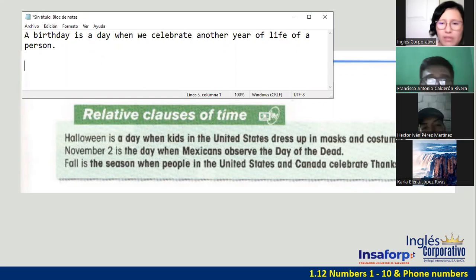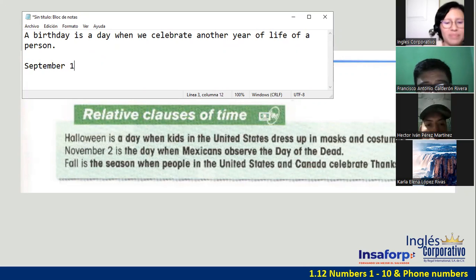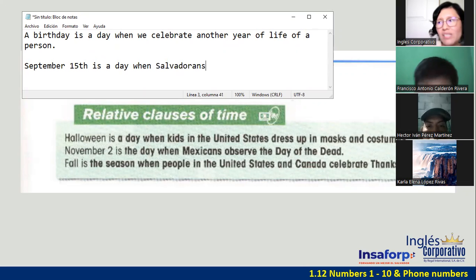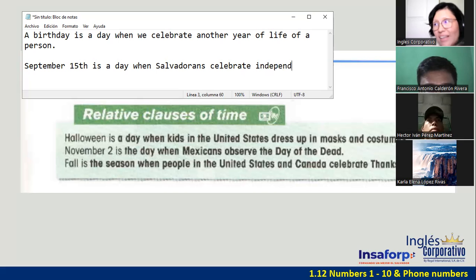For example, teacher? Yes. September 15th is a day when the Salvadorians celebrate another year of independence. Very good. Okay, Salvadorans celebrate independence, right? Independence Day. Okay, very good. Or another year of independence. También, okay. September 15th is a day when Salvadorians celebrate Independence Day. Muy bien, excelente. I like this example, okay?